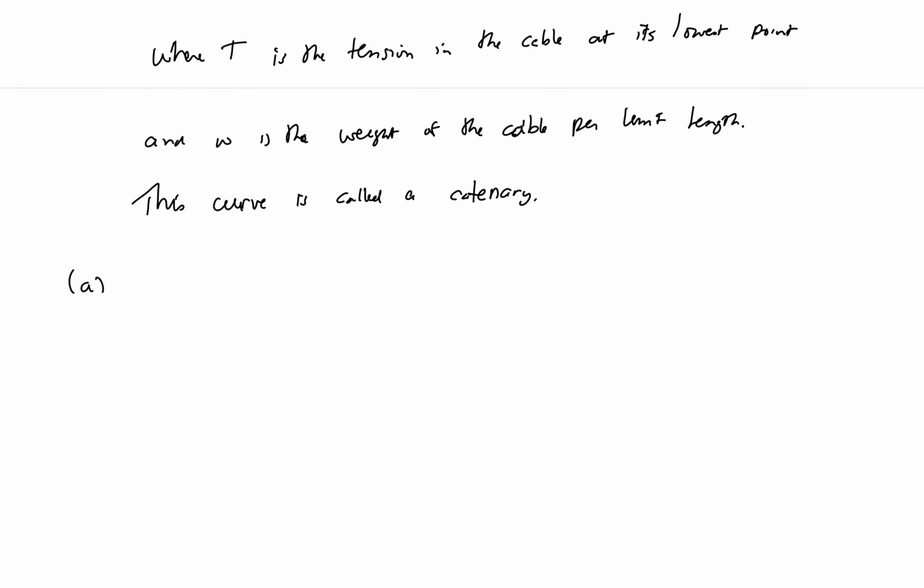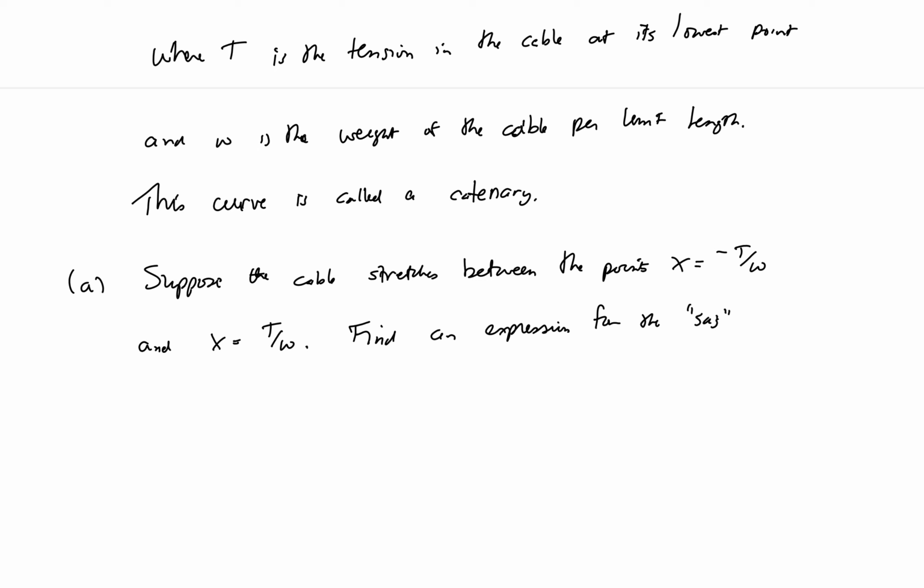Okay, so let's see, what do we want to do with this? So let's suppose the cable stretches between the points x equals minus T over w and x equals positive T over w. Let's find an expression for the sag in the cable. So what is the sag? This is the difference between the highest and lowest point of the cable.